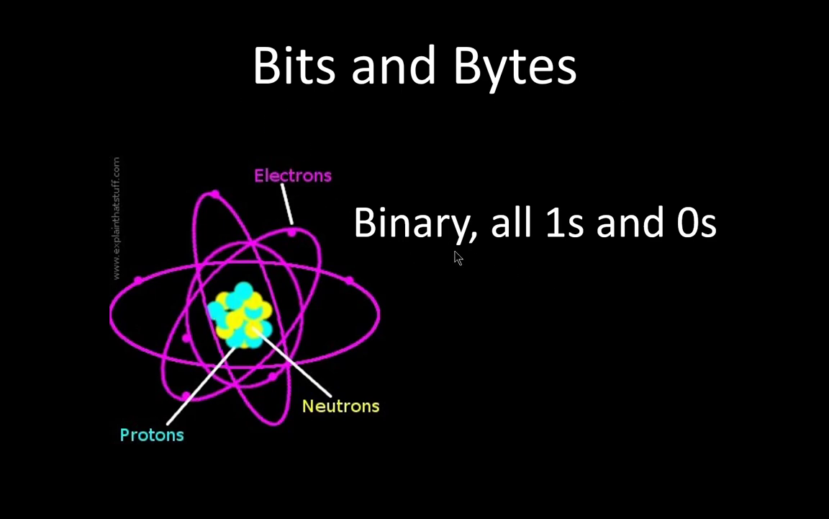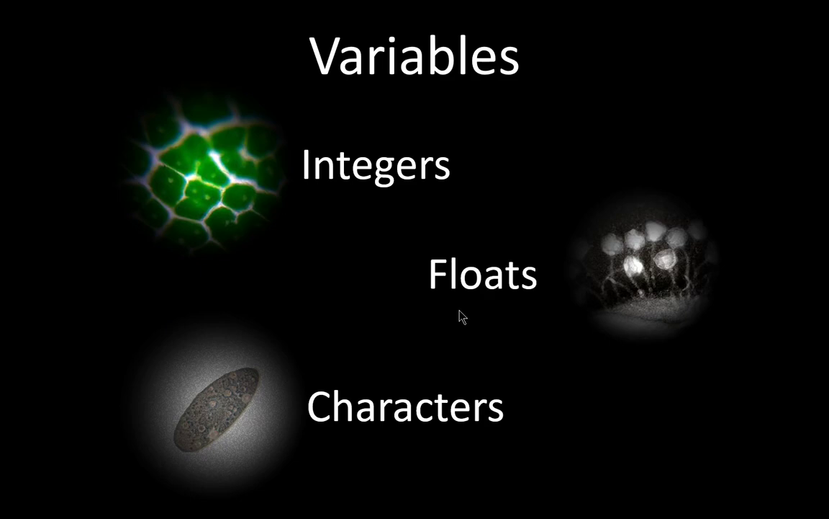Let's talk about bits and bytes. Everything in your computer is represented using ones and zeros. It's sort of the atomic structure of the universe that exists inside of your computer. And by organizing these ones and zeros in specific ways, we can make more complicated things, like our variables.